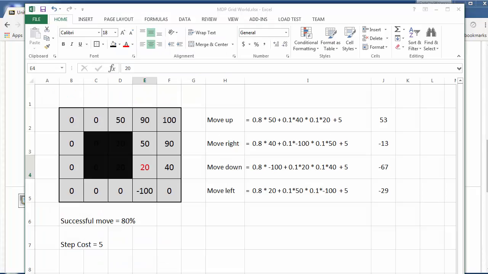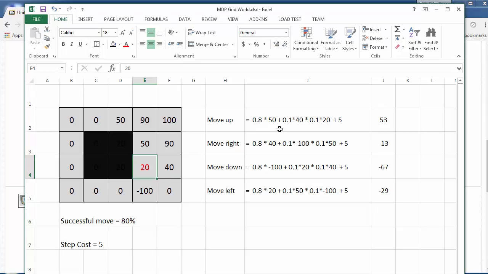So we're going to use this equation to calculate a new value for each one of these. So the probability of each state times the value of each state, and sum those all up. So from here, if we try to go up, 80% of the time we will get up. So we have 0.8 times 50, which is the value when we get there. Now 10% of the time we're trying to go up, but we'll end up over here because we're not oriented right. So 10% of the time we'll end up at 40.